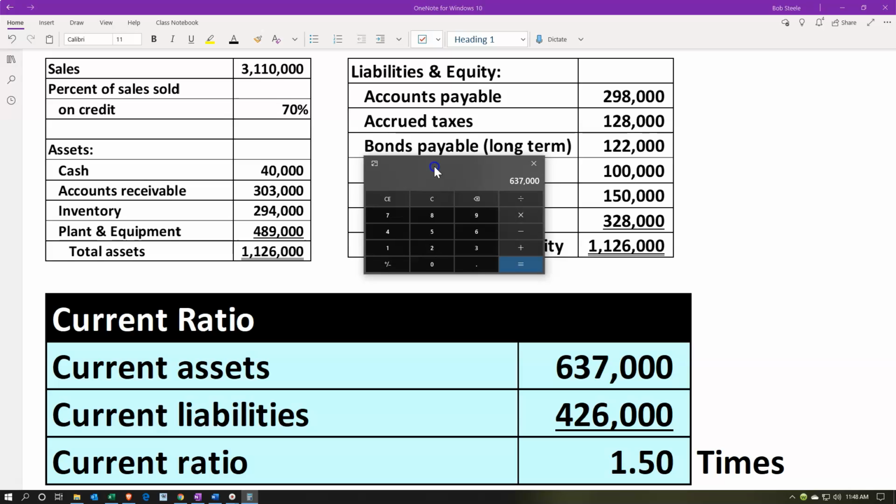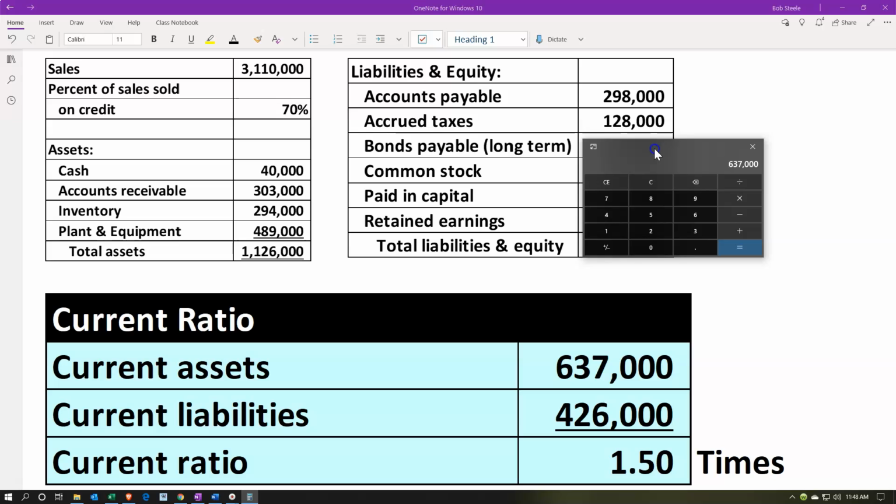Bonds payable. Notice bonds payable, unless told otherwise, we'll consider it long-term oftentimes because the period will typically be long-term. We don't often have a current portion of it because we're going to be paying off the entire thing at the maturity date of the bond typically. So it says long term here. So that means our only current liabilities are going to be these two. We're going to take the 298,000 plus the 128,000. That's going to give us the 426.